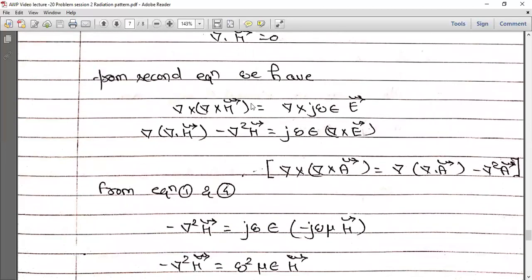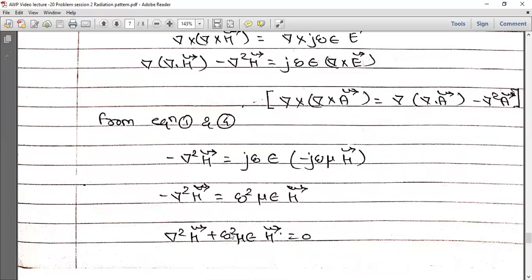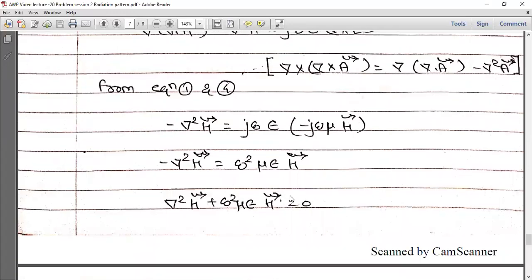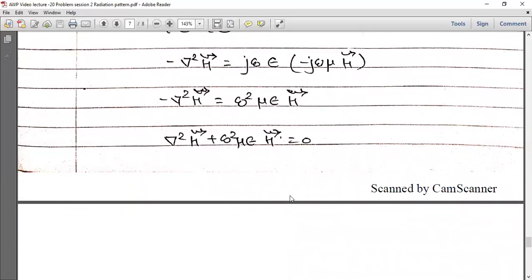I have written this identity used for the expansion of del cross del cross H here. So del cross E is given by minus j omega mu H, substituting from equation number 1. And from the fourth Maxwell equation, del dot H is 0. That's why the first term is also 0. So what we have is minus del square H equals j omega epsilon into minus j omega mu H. j into j is j square, which is minus 1, and minus into minus is plus. So we have omega square mu epsilon H. Taking everything to one side, we have del square H plus omega square mu epsilon H equals 0.